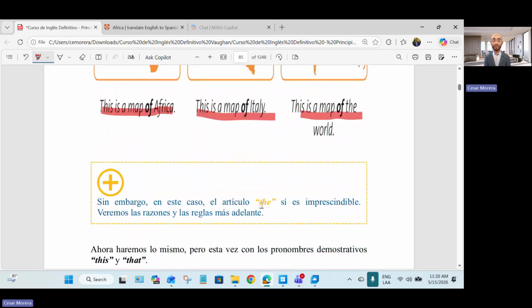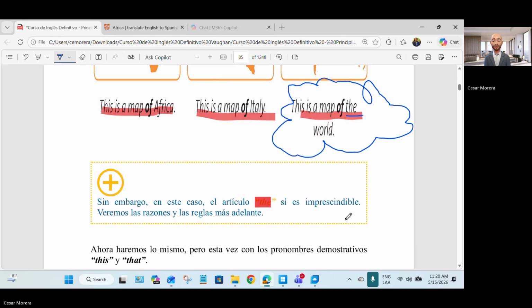Nevertheless, the article "the" is important to use sometimes, like in this example. We are saying this is a map of the world, and that is mandatory. It is required at all times. So this is a map of the world. In that case, we will need to use this article, "the".